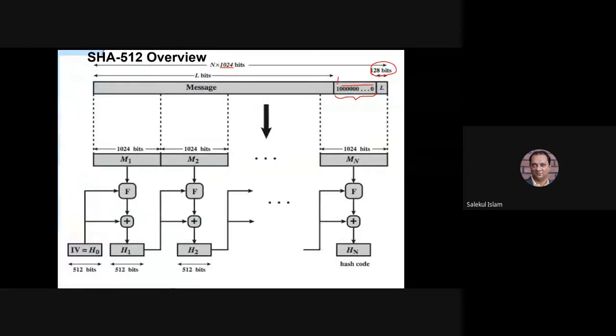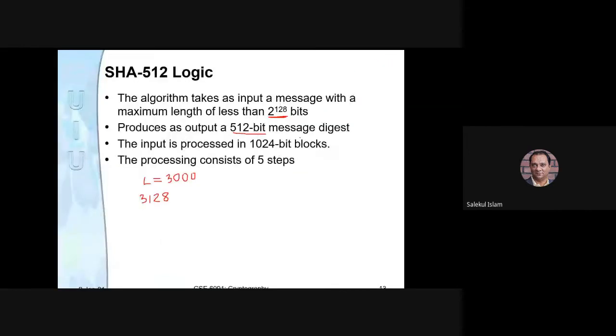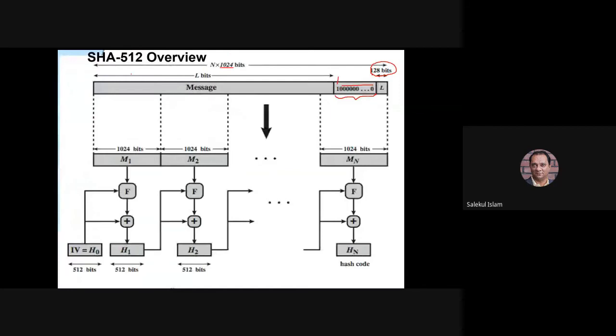3000 is my message length. This is my assumption, that my message length is 3000, and this 128 is fixed. I cannot change that 128. So 3000 plus 128 means 3128, but this is not a multiple of 1024. Why 1024? Because at the end, after adding the padding, that means message, then padding, then L, everything should be a multiple of 1024.